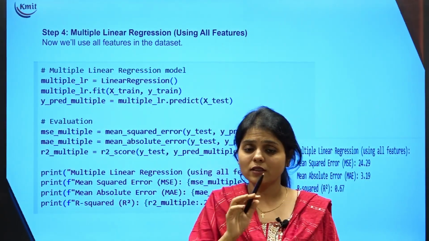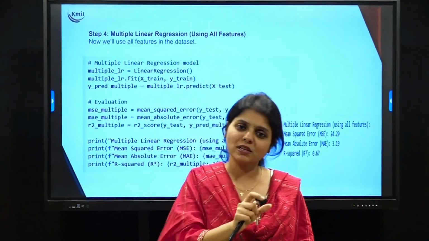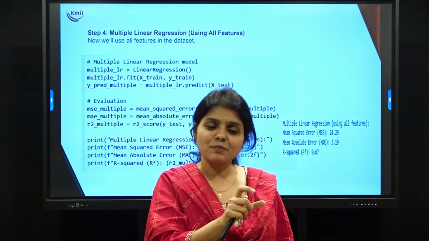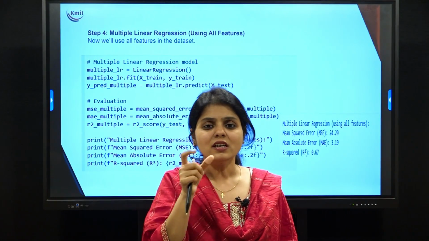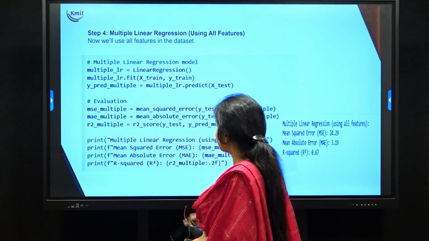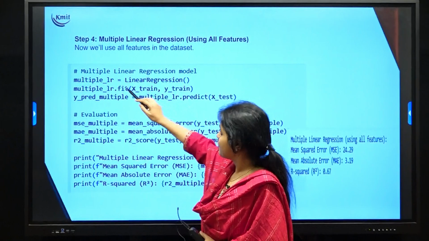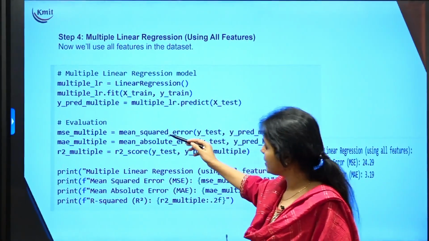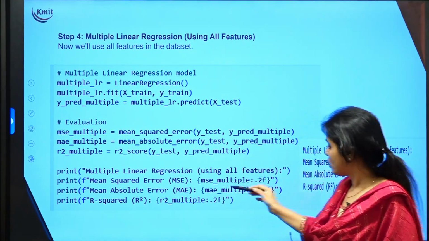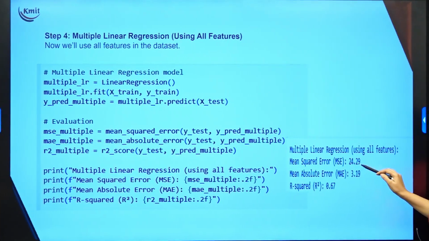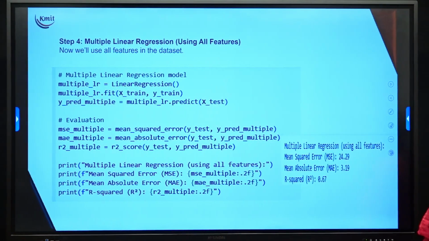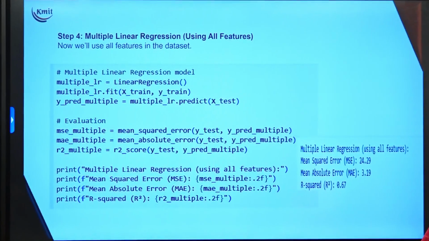See, as I told you, the function linear regression is the same for simple or multiple. Okay, the parameters that we pass in xtrain and xtest would be different. In simple linear regression, xtrain and xtest will have only one feature. In multiple linear regression, we have multiple features, but the function linear regression is the same. Okay, so multiple LR is equal to linear regression. I am trying to fit xtrain and ytrain, and I am trying to evaluate mean square error, mean absolute error and R2 score. The code would be the same. Okay, now I want to print the same. For mean square error, it is 24.29, absolute error it is 3.19, R square score is 0.67. This is all about multiple linear regression.